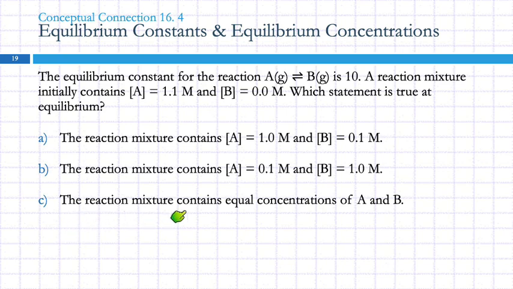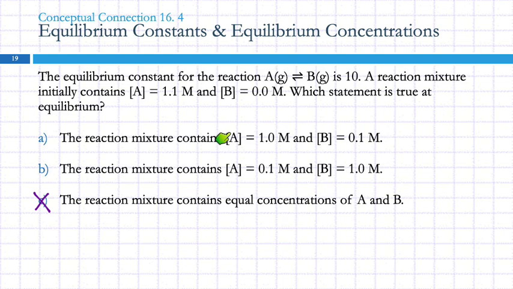What about C? The reaction mixture contains equal concentrations of A and B. Is that what equilibrium means? No. Could that ever happen? Yes, it could happen. Really rare. Really, really rare. Okay, so we've got one of these.